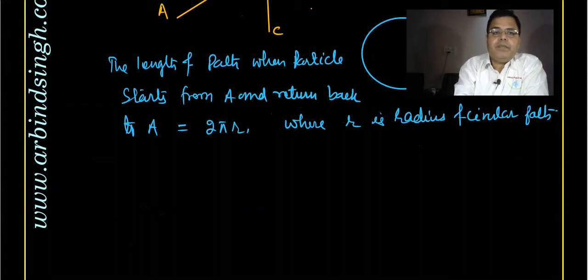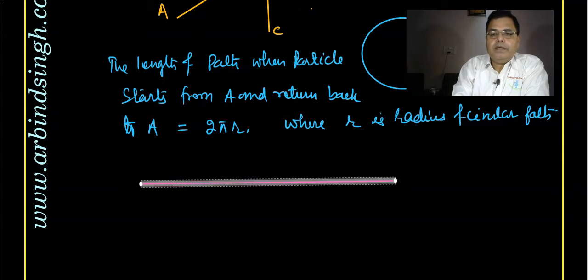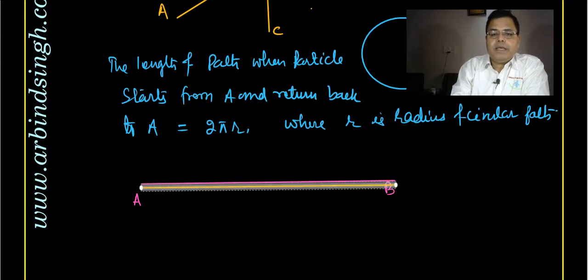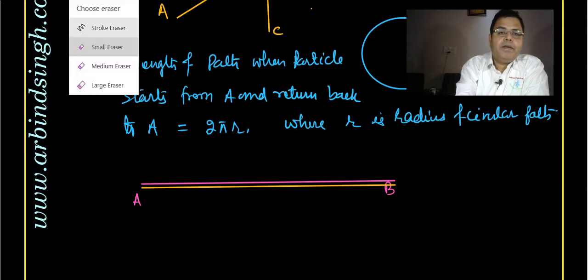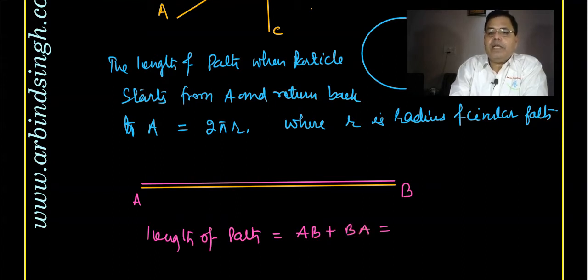Similarly, if a person starts from A, goes to B, and then returns from B to A, the total length of path will be AB plus BA. BA and AB are equal in length, so that will be 2 times AB. Right, the total distance is 2 times AB. If the distance is S, then it can be written as 2S.